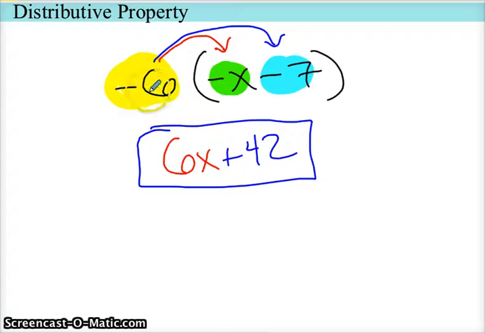So just remember, when you're distributing, it's the group number multiplied to each term of your group.